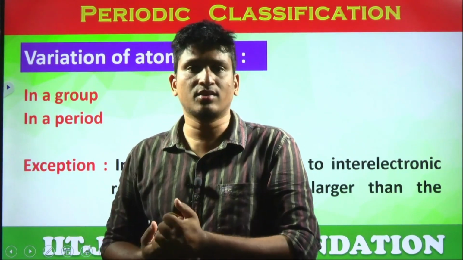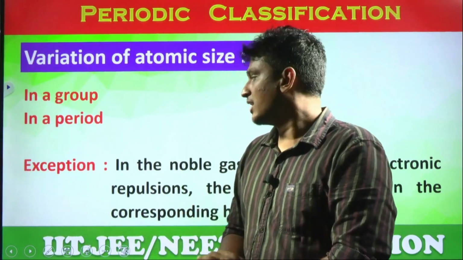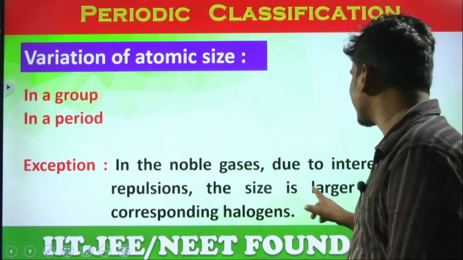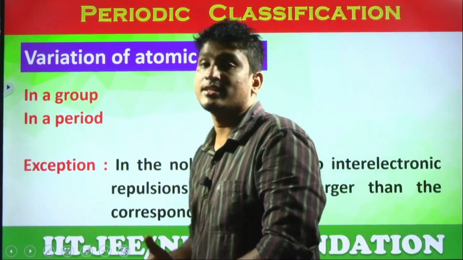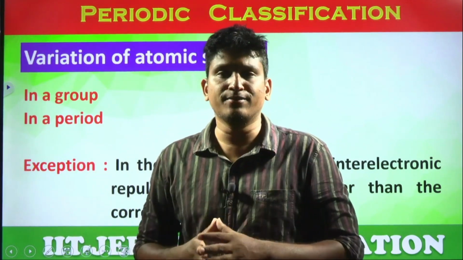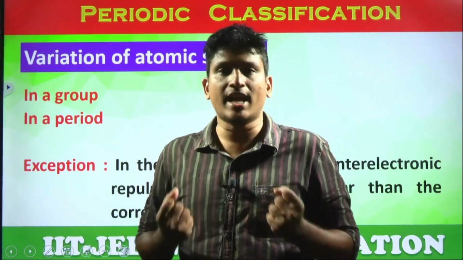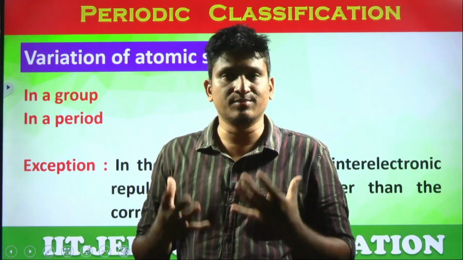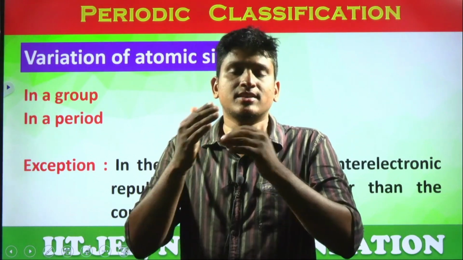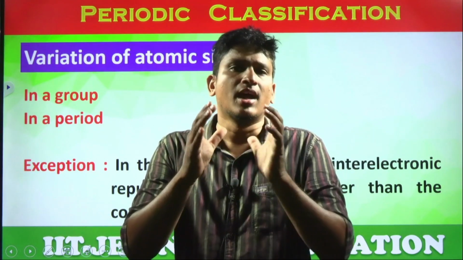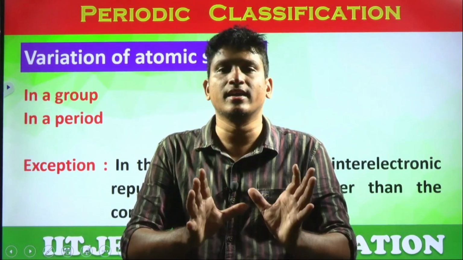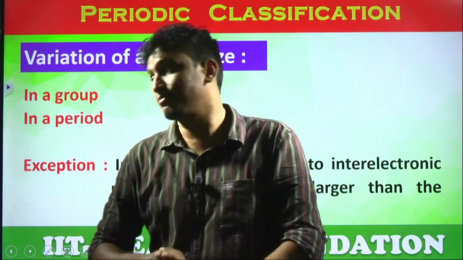Exceptions: if it decreases left to right in periods, which elements have the least atomic size? Obviously noble gases. Yes or no? They are the last elements in the period. But in the noble gases, due to interelectronic repulsion, the size is larger than the corresponding halogens. That means, students, being chemically unreactive, noble gases do not show this attraction. They have more effective nuclear charge, but due to their lack of electronegative character, the valence electrons undergo repulsions between them, and the size of these noble gases is somewhat more than expected. Got the clarity? That's why they come under an exception.